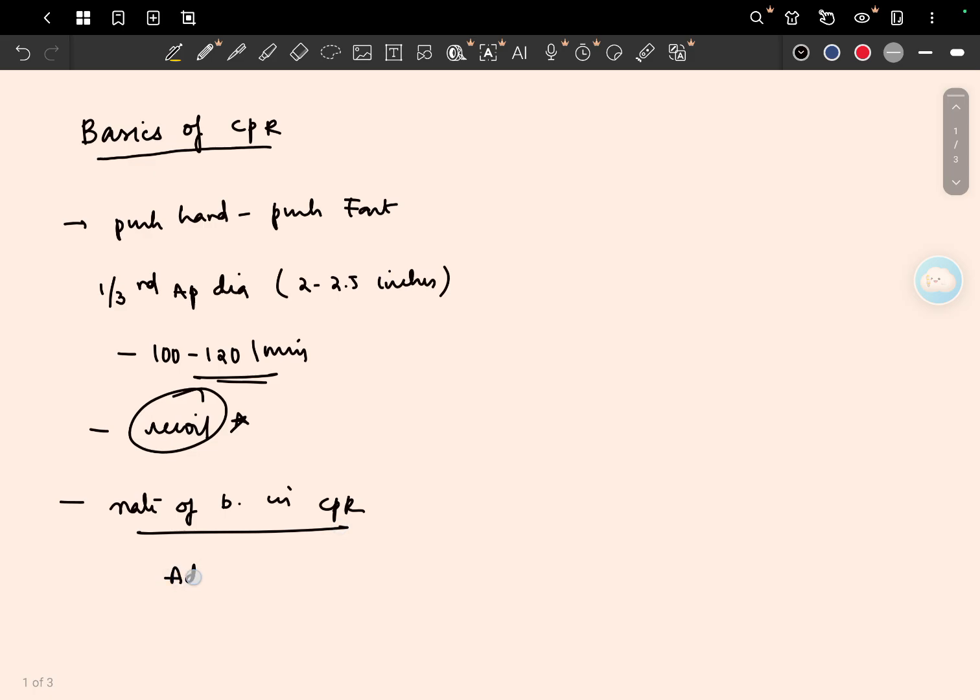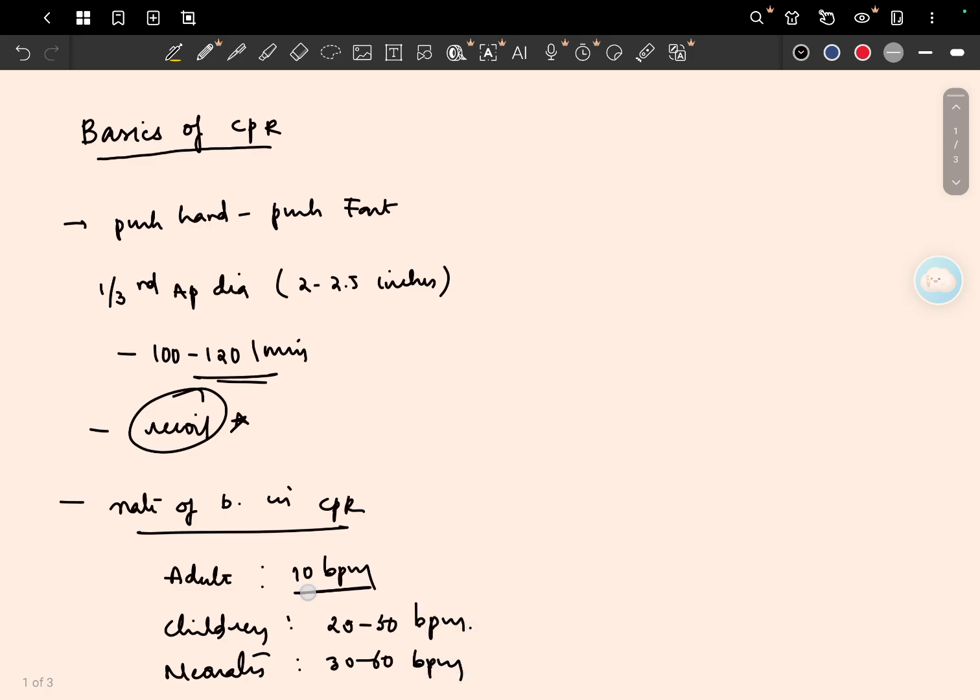Now the rate of breathing in CPR: in adults, it is 10 breaths per minute. In children, it is 20 to 30, and in neonates, it's 30 to 60 breaths per minute. So 10, 20, 30, and then 30 to 60.